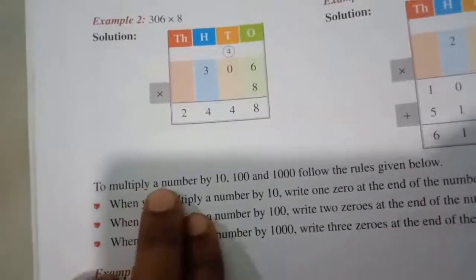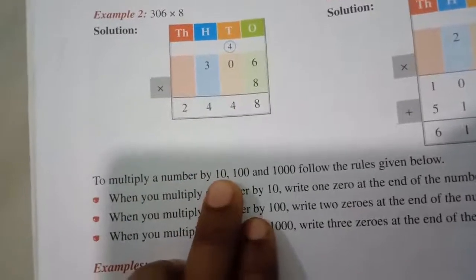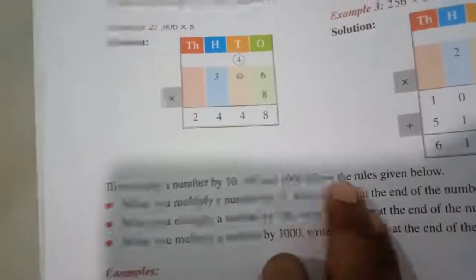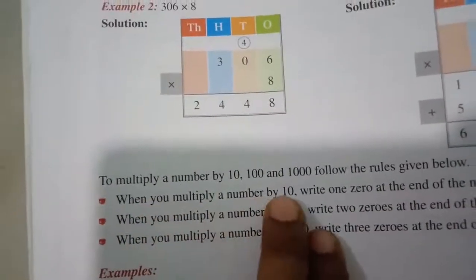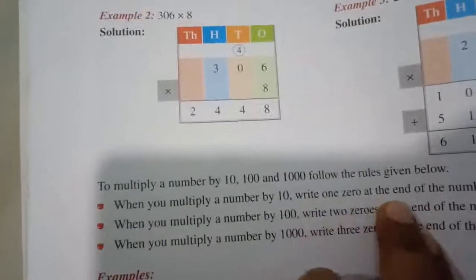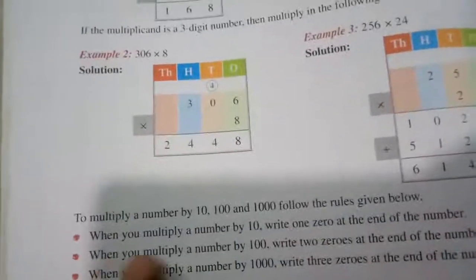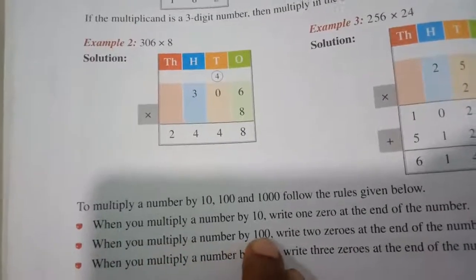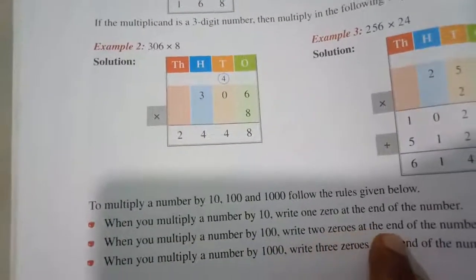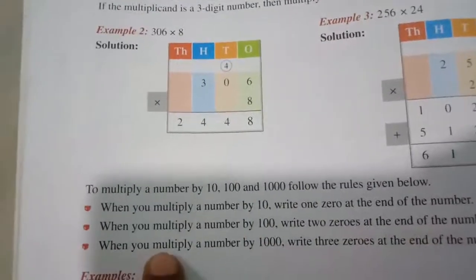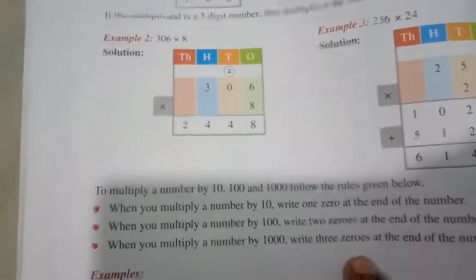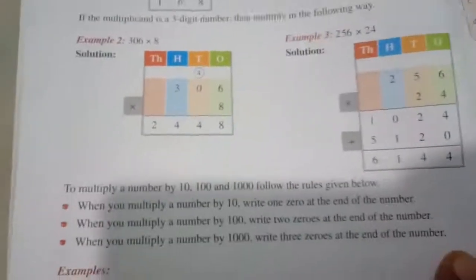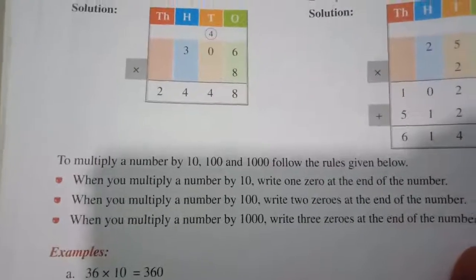Children, you should know this, okay? To multiply a number by 10, 100 and 1000, follow the rules given below. When you multiply a number by 10, write 0 at the end of the number. When you multiply a number by 100, write 2 zeros at the end of the number. When you multiply a number by 1000, write 3 zeros at the end of the number. These rules you should compulsorily know. Understood, children?